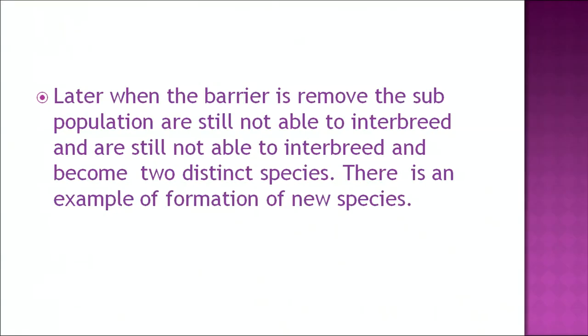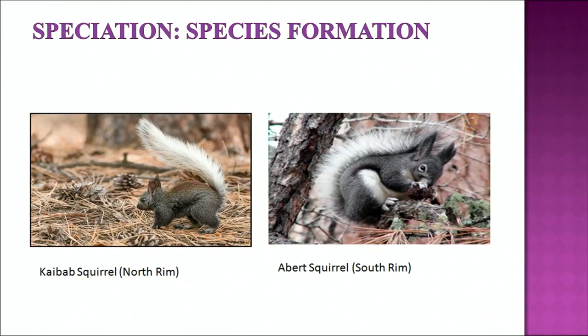With passage of time, the subpopulations became very different and got isolated reproductively and can no longer interbreed. Later, when the barrier is removed, the subpopulations are still not able to interbreed and become two distinct species. There is an example of formation of new species. Speciation, species formation. You can see two different kinds.